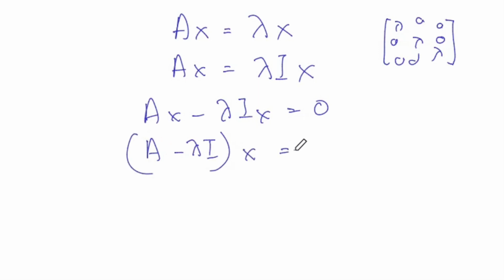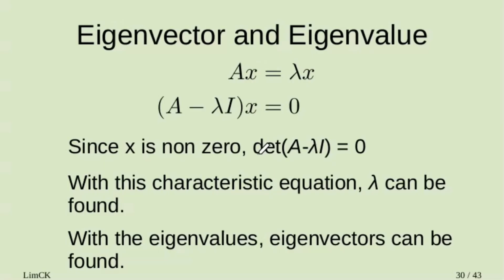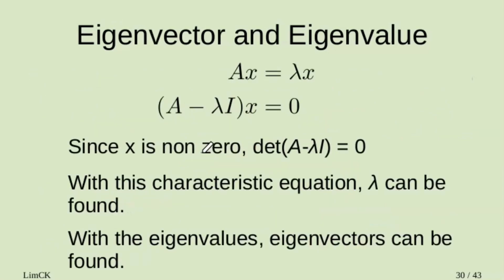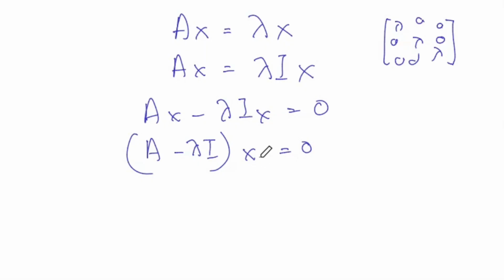Then we factorize this one, A minus lambda I, times x equals 0. Now we know that x is a non-zero vector. The eigenvector is a non-zero one, because if it is 0, it will be 0 here and here as well, which is not something really meaningful, right? So this is equal to 0.